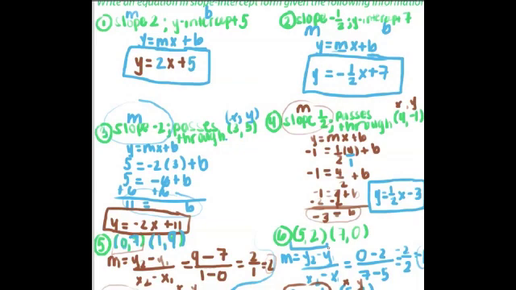Okay? The only thing you need to remember, the number one thing is in your final answer, you only are plugging in a number for m and b.